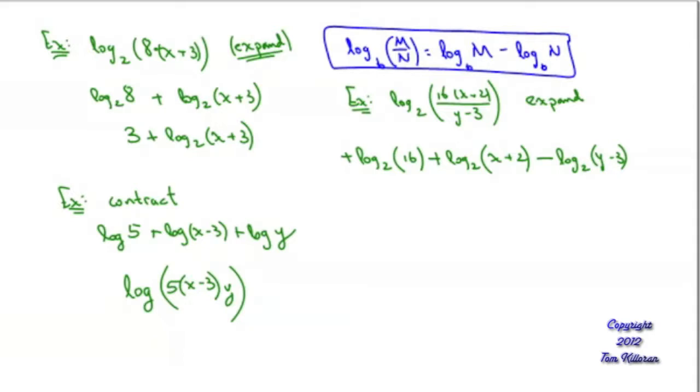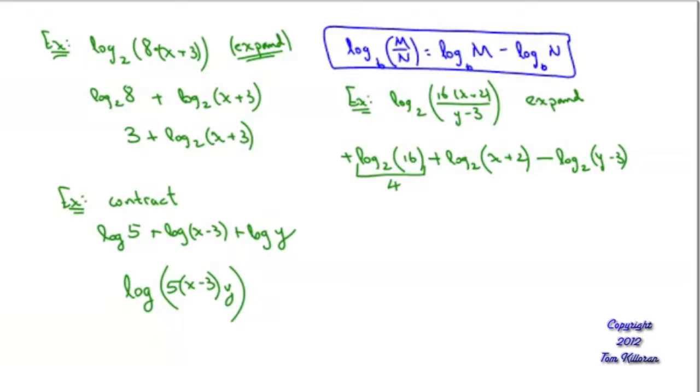And then the only thing is, what's log base 2 of 16 equal to? What power do you raise 2 to get to 16? 4. So that's how it breaks down. It's not that hard. Top pieces get a log and they're positive. Bottom pieces get a log and they're negative. It's the easiest thing.